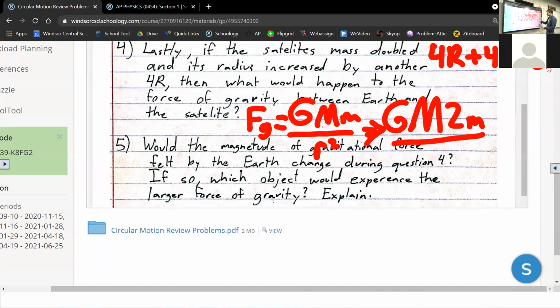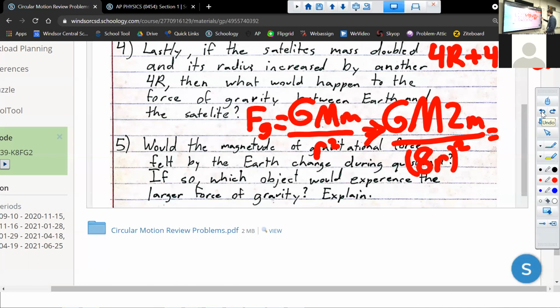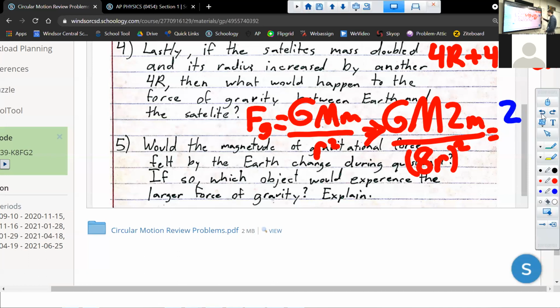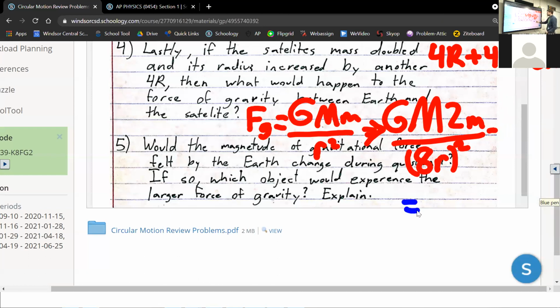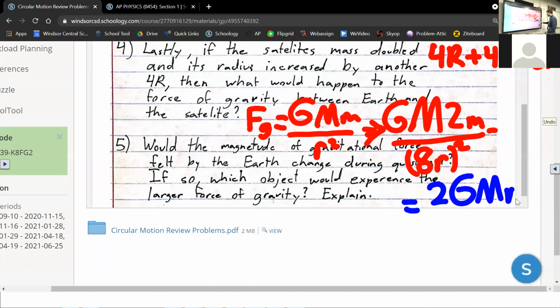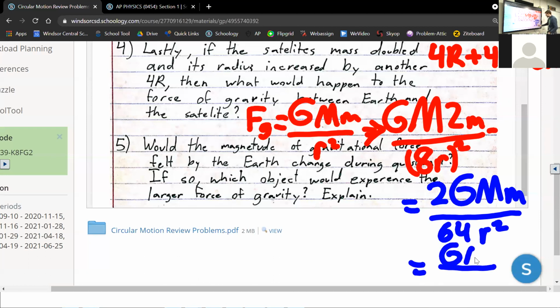So you could do this a number of ways. You could plug in 8r and compare it to the first answer. So 8r, all of that squared. And so you get G M, well, I forgot the 2. Pulling out the 2 G M m over 64 r squared. And so this is basically the same thing, just over 32 with the 2's canceling.